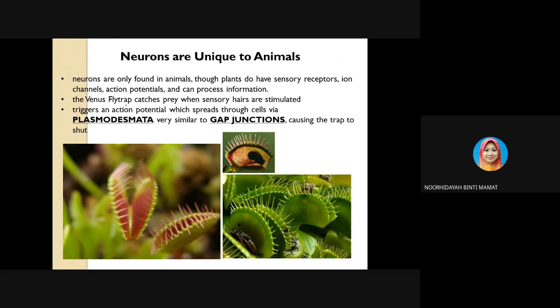For example, the Venus flytrap catches its prey when the sensory hairs are stimulated. This triggers the action potential, which spreads through the cells via the plasmodesmata. The plasmodesmata have a similar structure to the gap junctions, which send the electrical impulses, the electrical signals. This will cause the trap to shut.